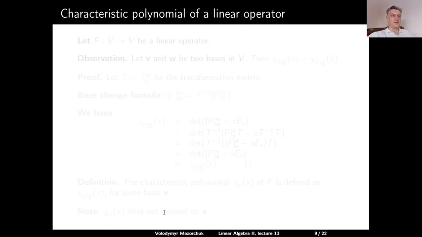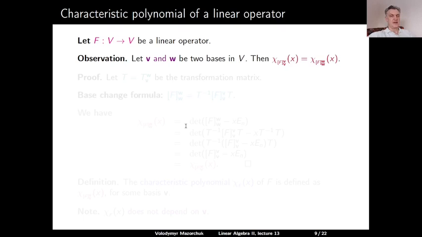So now we can define the characteristic polynomial of a linear operator. Let f be a linear operator on a vector space V. Observation: let V and W be two bases in V. Then the characteristic polynomial for the matrix of f in V is equal to the characteristic polynomial for the matrix of f in W. Proof: let T be the transformation matrix from V to W.